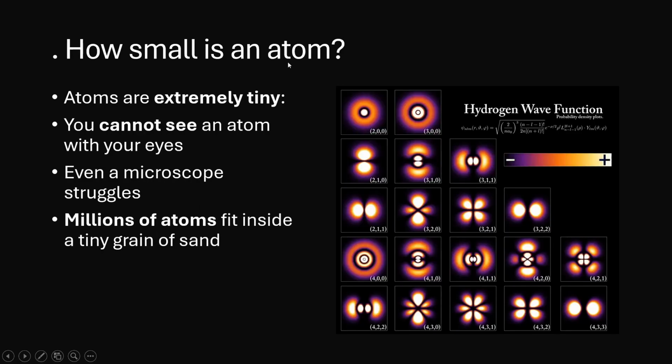Now, how small is an atom? Atoms are extremely tiny. You cannot see an atom with your eyes. Even a microscope struggles. Look at this. This is the real image of an atom. Look at how patterns are different in each element. And fourth point, millions of atoms fit inside a tiny grain of sand. It means a tiny grain of sand, which you even struggle to see with your eyes, has millions of atoms in it.